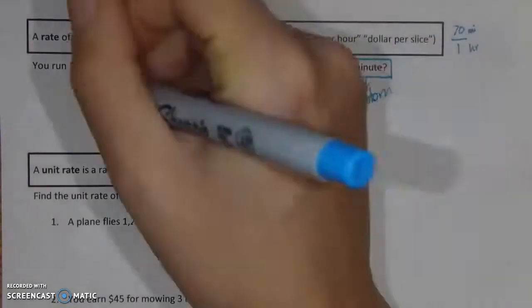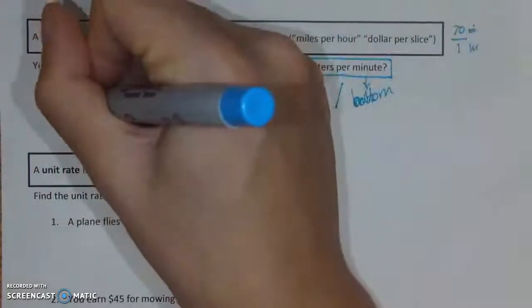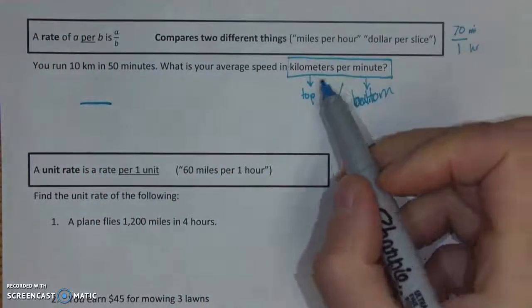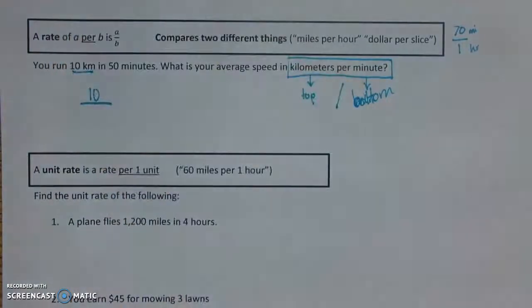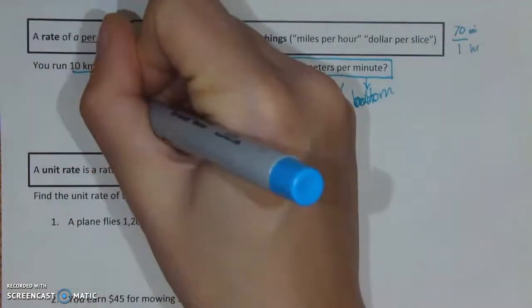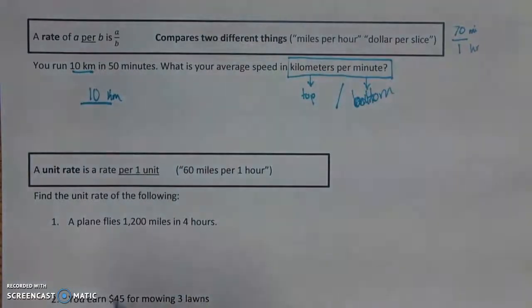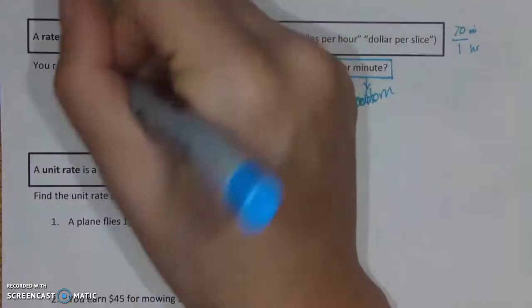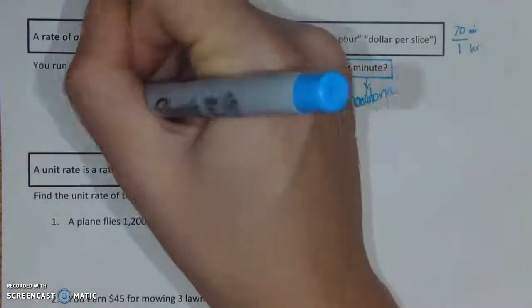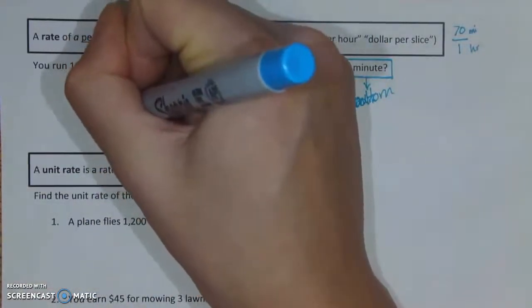Once I have that, I can set up my then fraction. So I want kilometers on the top, and I know that 10 kilometers then will go along the top. And I'm going to include units. Because we have different units, it's good to keep units in. Now, along the bottom, I need minutes, and currently I have 50 minutes here.